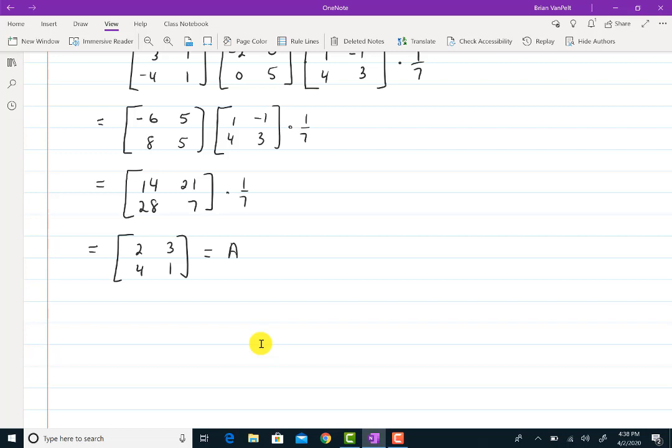So you can see it's quite clearly diagonalizable. We had 2 linearly independent eigenvectors, so that's how we knew that it was going to be diagonalizable.